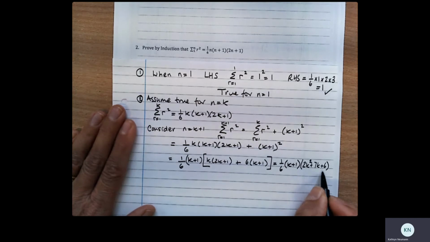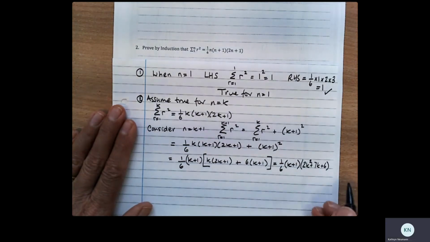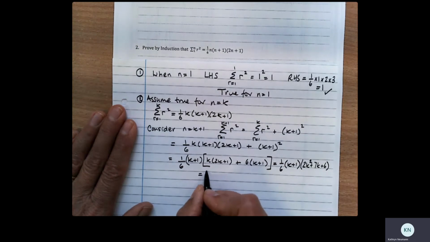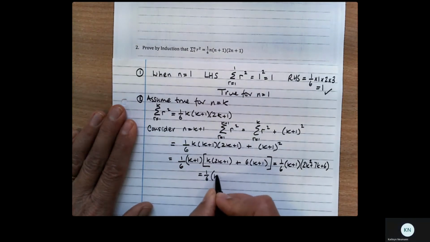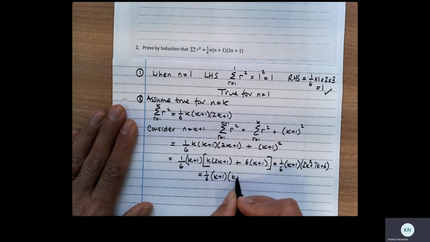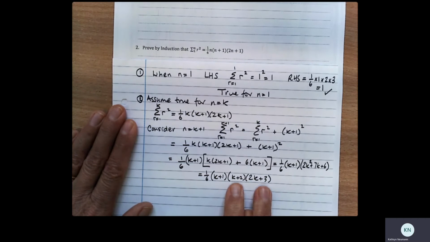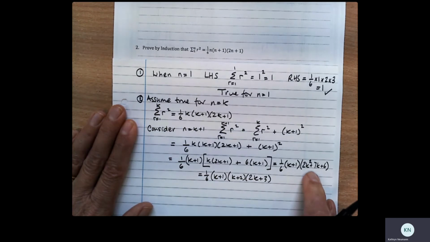That's going to factorize, and then we'll work with what we get then. So that is equal to 1/6 k plus 1, k plus 2 times 2k plus 3. So these brackets factorise to give you this bracket here.